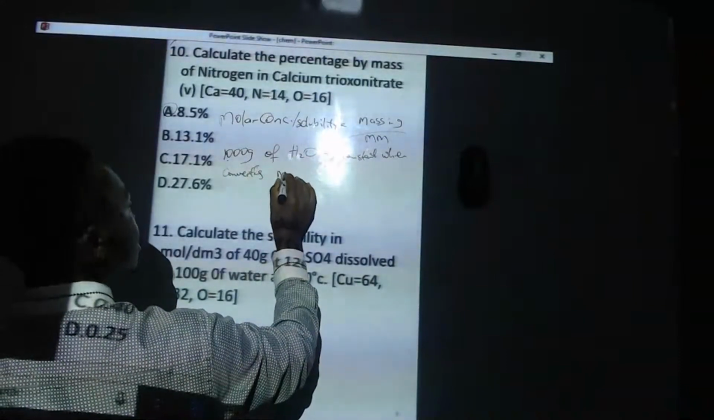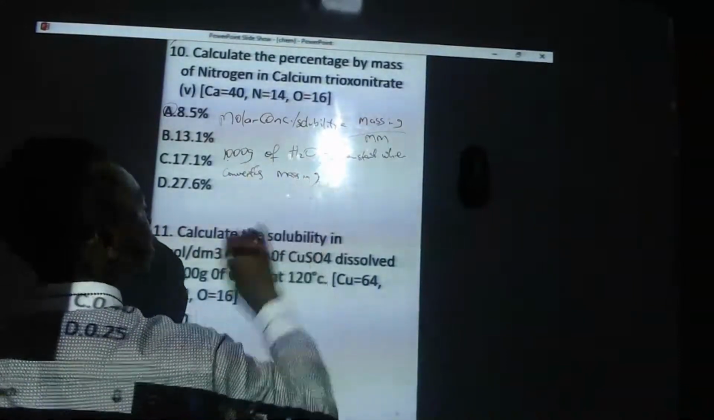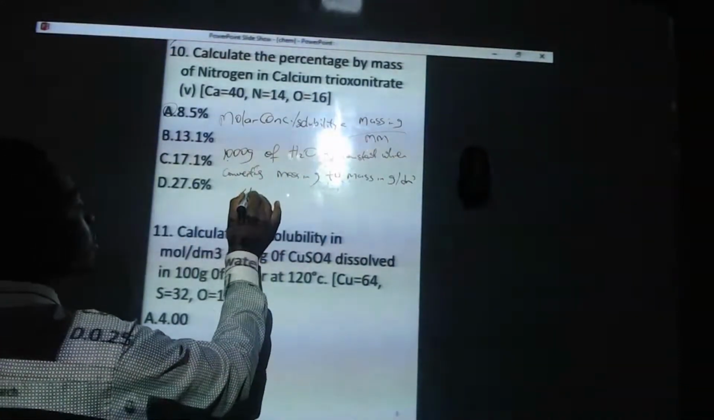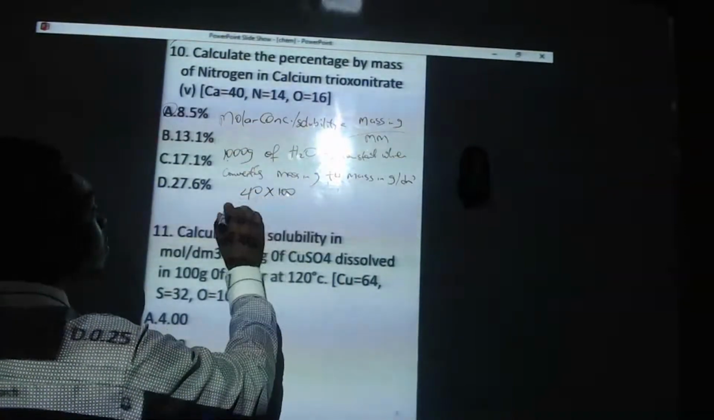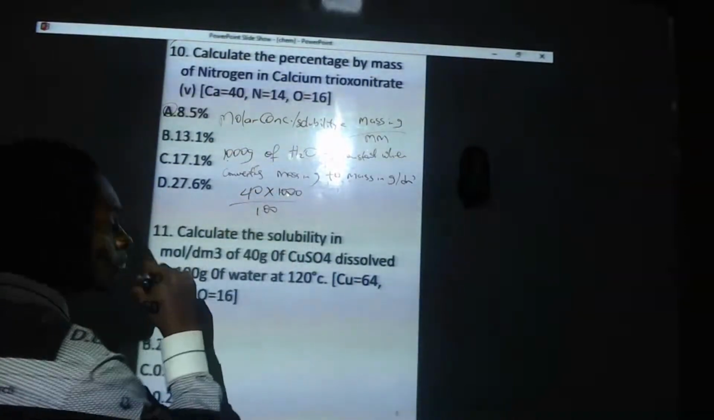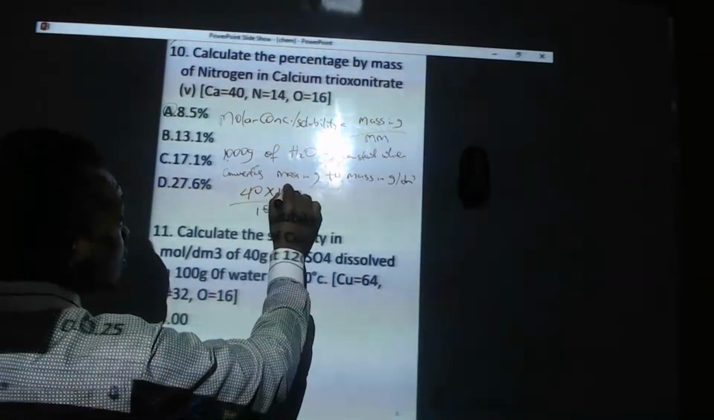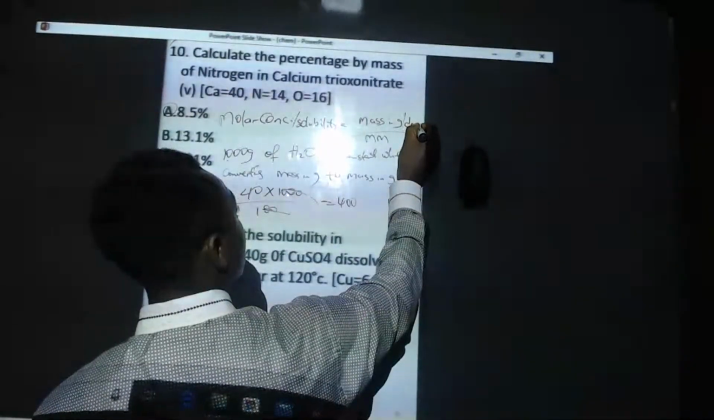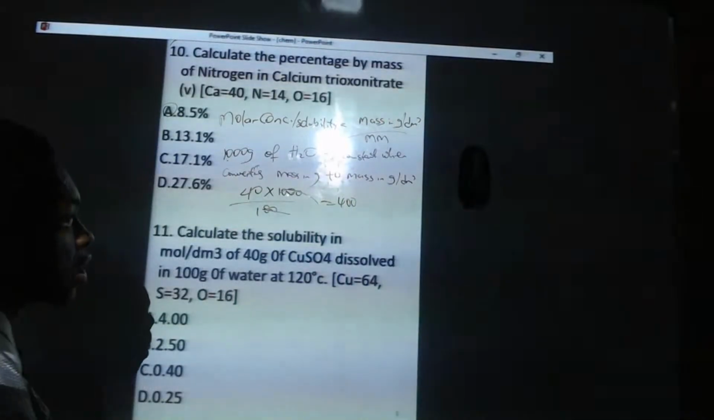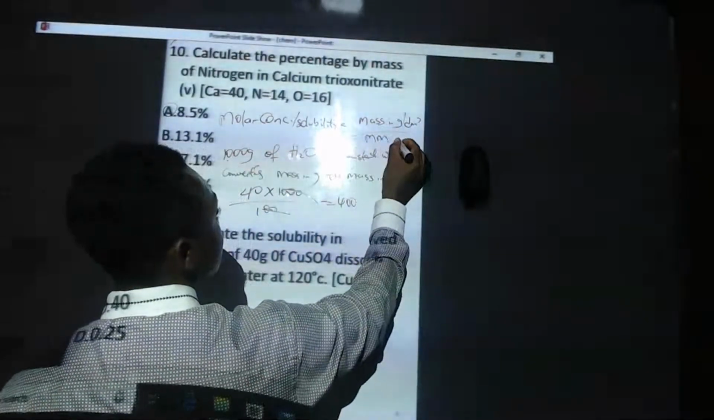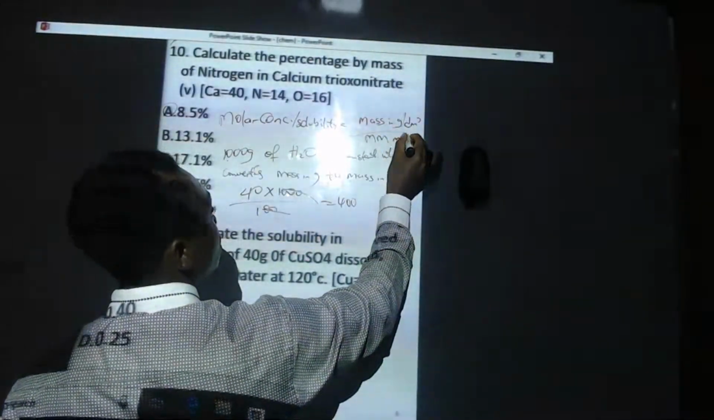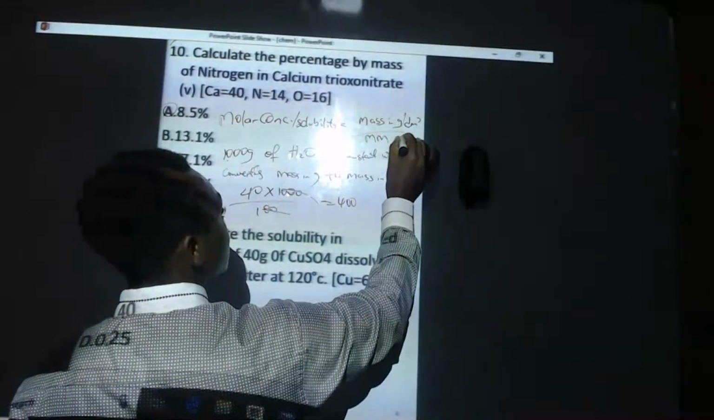When converting to mass in gram, it just needs to be 40 times 1,000 over 100. So this is just normal arithmetic. It's just the unit for molar mass. Why? Because the unit of molar mass is gram per mole.